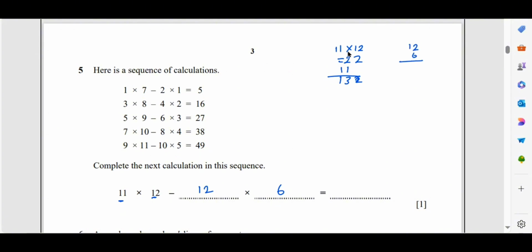12 times 6 will give you, this is 12. So you take 1, so that's 72. So you are going to have 132 minus 72. So that will give you 0 here, 13 minus 7. 13 minus 7 will give us 6. So that's 60. So you have your 60 here. Okay, so you can see how we solve that problem just following the pattern of the numbers, and we get our answer.